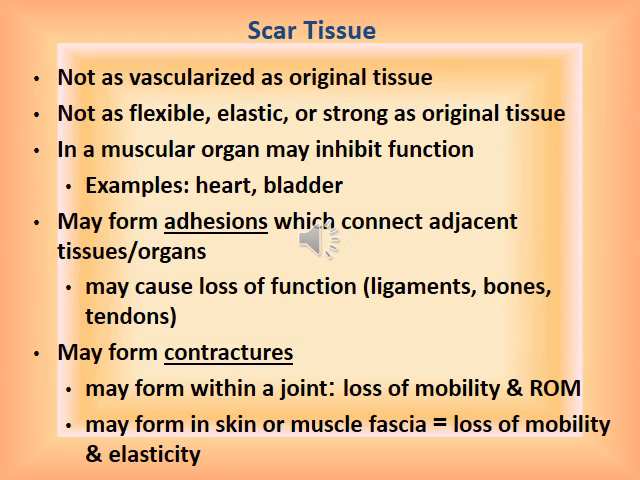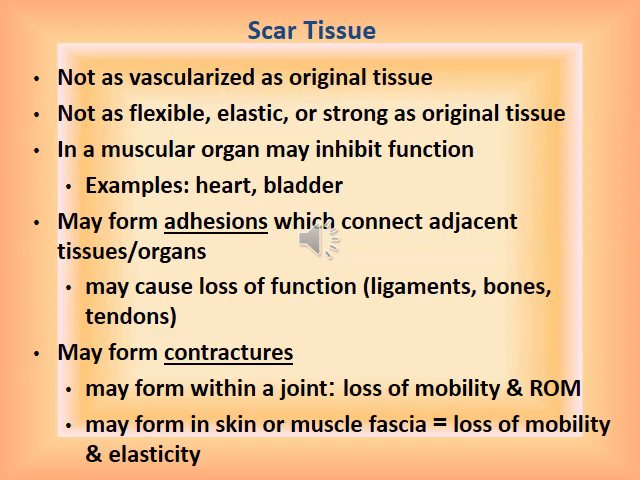So some different characteristics of scar tissue, and some of this is probably pretty obvious. It's not going to be as vascularized as original tissue. Basically, the scar tissue that you get is never going to be as good as the tissue that was there. The idea is that you try to remodel it as close as you can, so as to not have any other problems in the future. It's not going to be as flexible, elastic, or strong. If it's in an organ, it could possibly inhibit function. Now, we're not going to be dealing from a rehab perspective with scar tissue in the heart or the bladder, for instance, but obviously there's impact there.